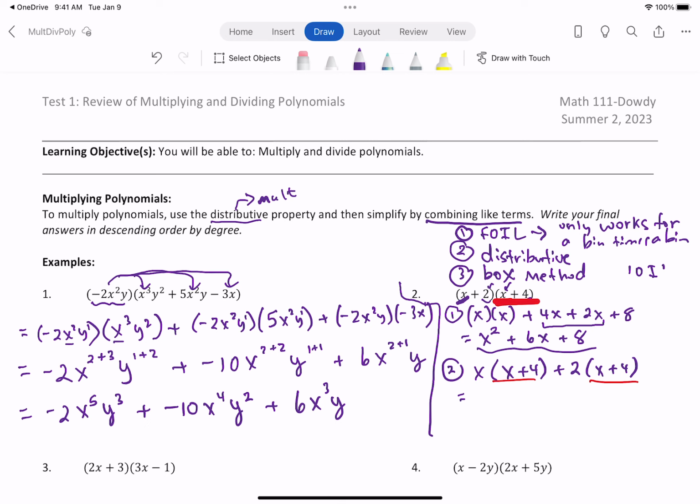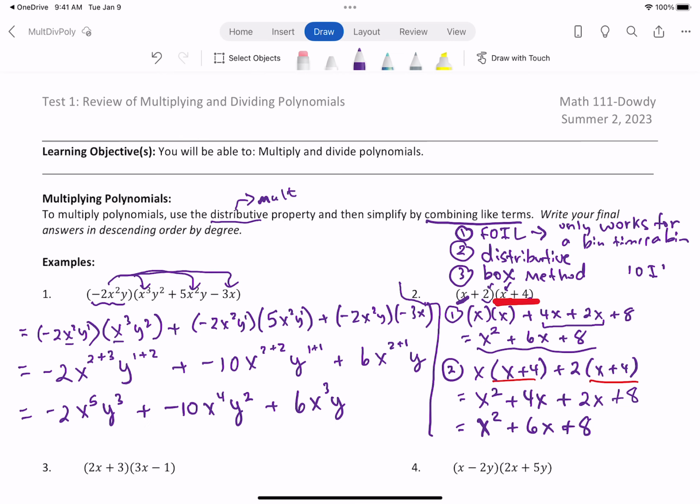So then we just distribute. X times x is x to the first times x to the first. So we're adding x squared. And then x times 4 is 4x. Then we're distributing the 2. 2 times x is 2x. And then 2 times 4 is 8. And you can see that we are coming out to the same thing. We only have one squared term. Those two middle terms are like. 4x plus 2x is 6x. And then we just bring down the 8. And we got the same answer.